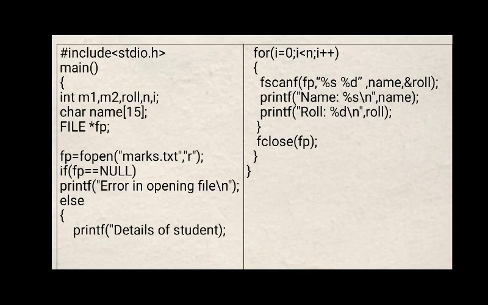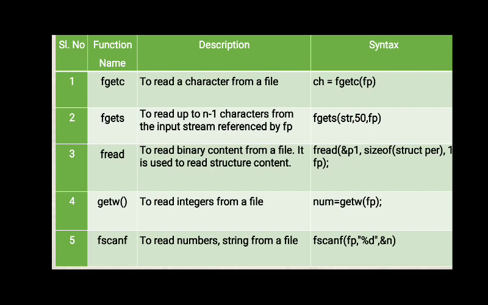Since name is an array, you have to give the name of the array only, since that is the address, and &roll will specify the address of that corresponding integer variable, and then you're displaying the name and roll number that you have read from that corresponding file. So this is how you use fscanf, similar to your scanf function, but the difference is that you have to specify the file pointer. So these are the various functions that are used for reading from the file.